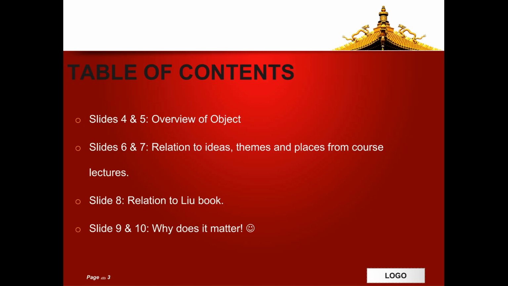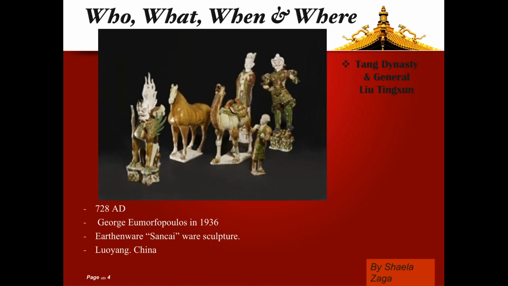So let's get started. Who, what, when, where. These figures date back to 728 AD during the Tang dynasty, which according to our lecture notes would be 7th century during the golden age of the Silk Roads. These were made for Lu Tingjun, who was a rich general of the Zhongwu army. He was lieutenant of the Henan and Hunan district and imperial privy councillor.